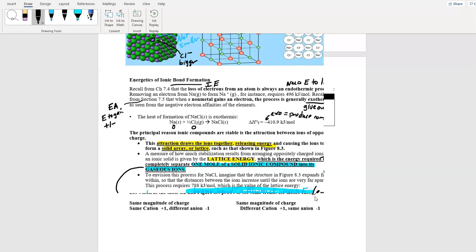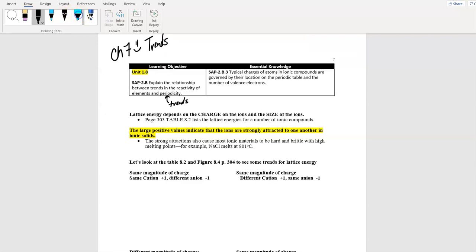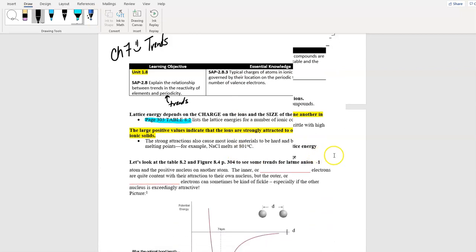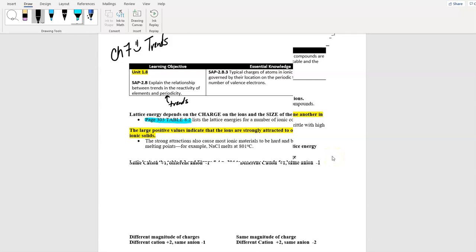Typical charges of atoms and ionic compounds are governed by their location on the periodic table and the number of valence electrons. So basically, we all know if they have one valence electron, they're going to lose that one valence. If they got 7, they're going to gain 1. Now, it really helps. Take a minute, open your book, okay? Because in the book, it really helps if you have some values in front of you, okay? And I don't think I was able to get the values in here. Nope, I wasn't able to get them in here, okay? So lattice energy depends on the charge on the ions, and the size.